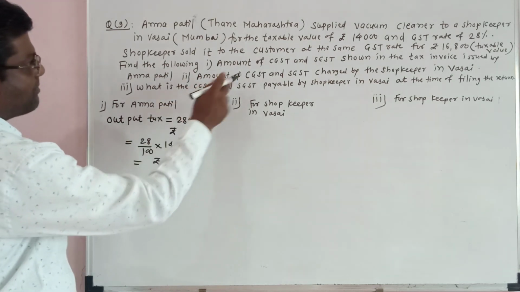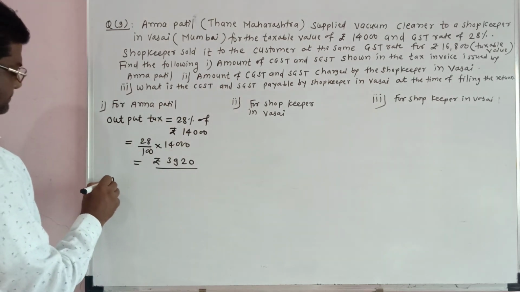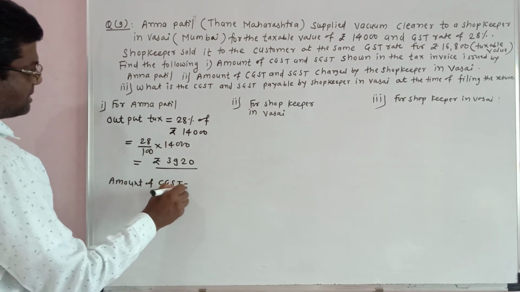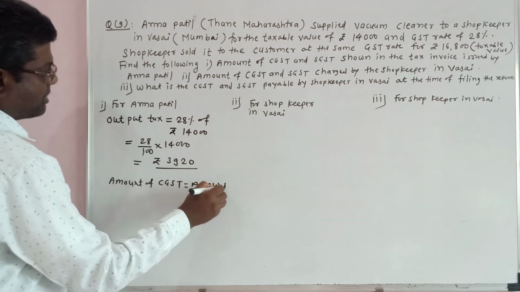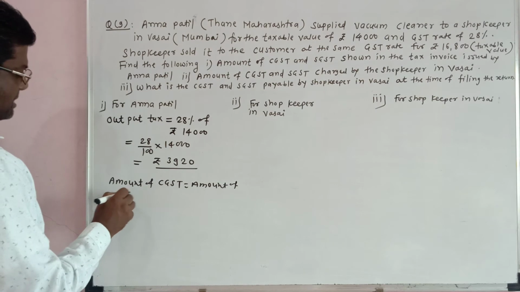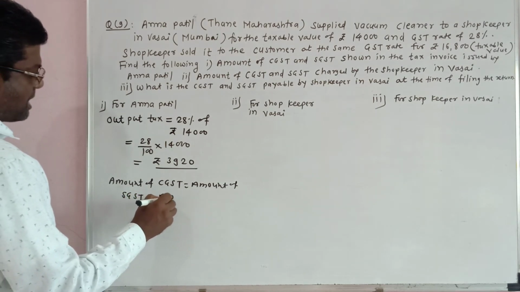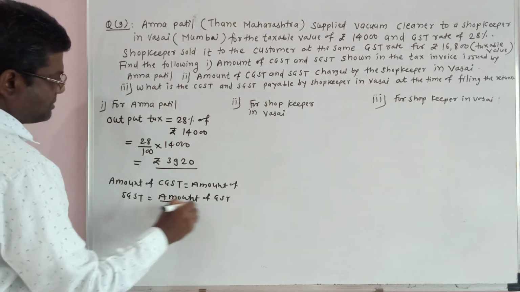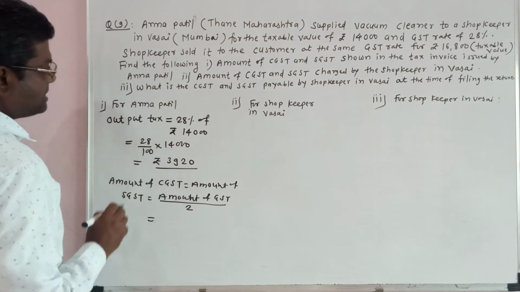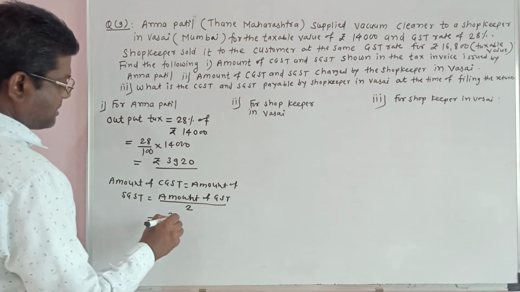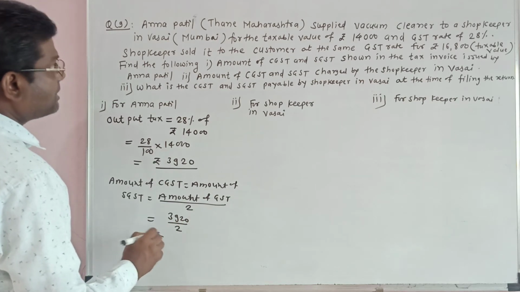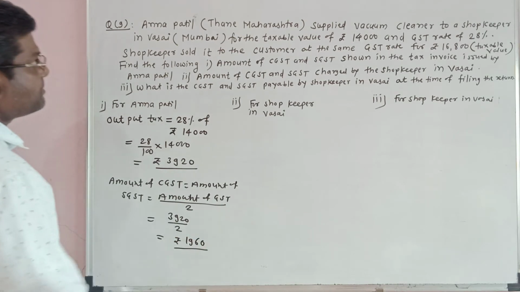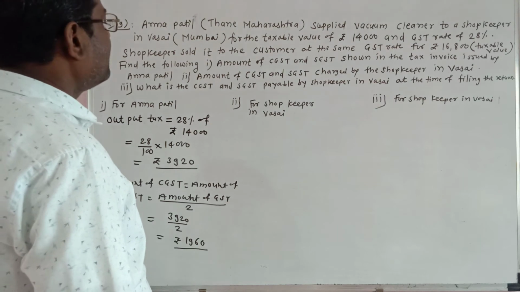Now we have to find the amount of CGST. Amount of CGST is equal to amount of SGST is equal to amount of GST upon 2, and here amount of GST means output tax, 3,920 upon 2, so it will be rupees 1,960. This is for Anna Patil.